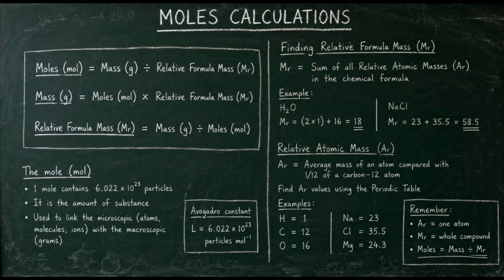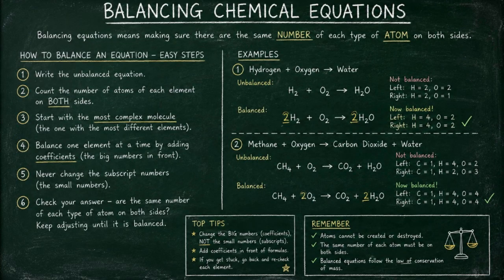Mr is the sum of the relative atomic masses of all the atoms in the compound's formula. Use the periodic table to find those atomic masses. For example, water H2O has Mr equals 18, and sodium chloride NaCl has Mr equals 58.5.